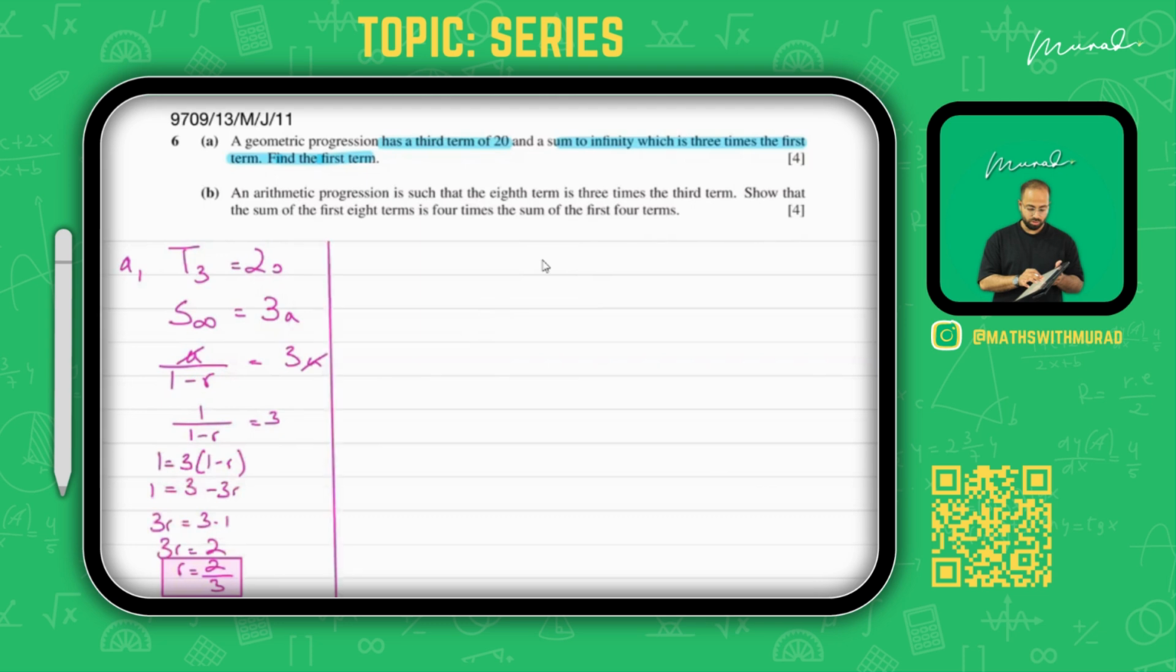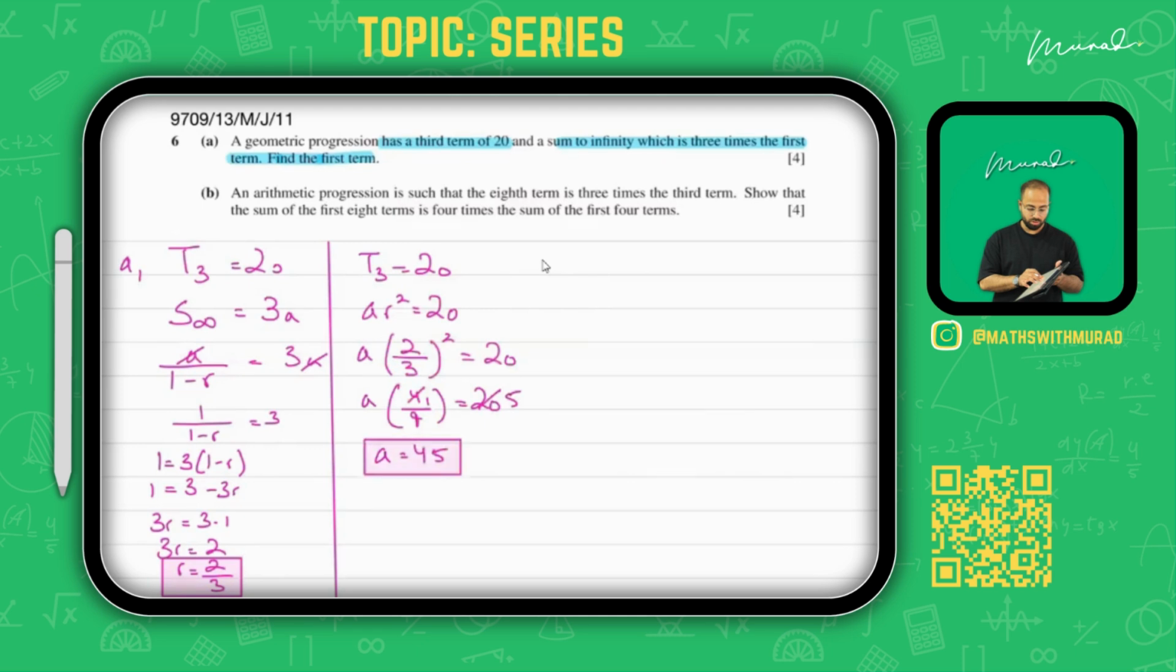Okay, so once you got the value of r, now you will use the term. T3 is equal to 20. Because they are talking about geometric progression, T3 is equal to ar² is equal to 20. So I can substitute the value of r, which I already know, (2/3)² is equal to 20. So now this is going to be 4/9 a is equal to 20. Now you can simplify: 4 one time, 5 times. So the value of a is equal to 45.